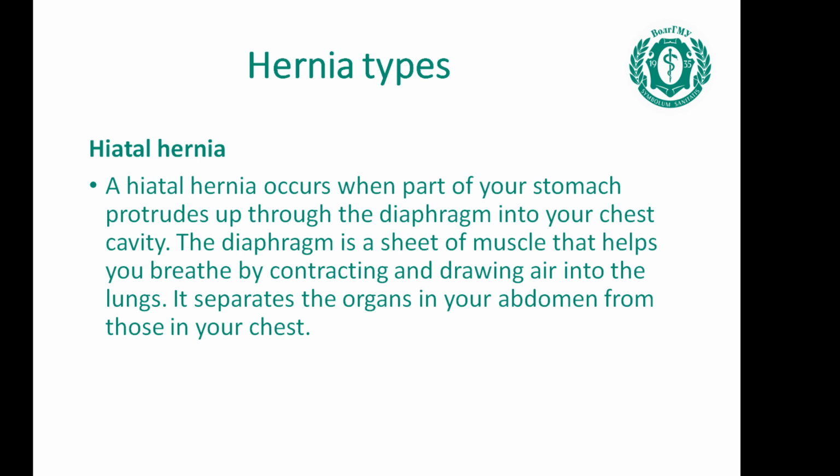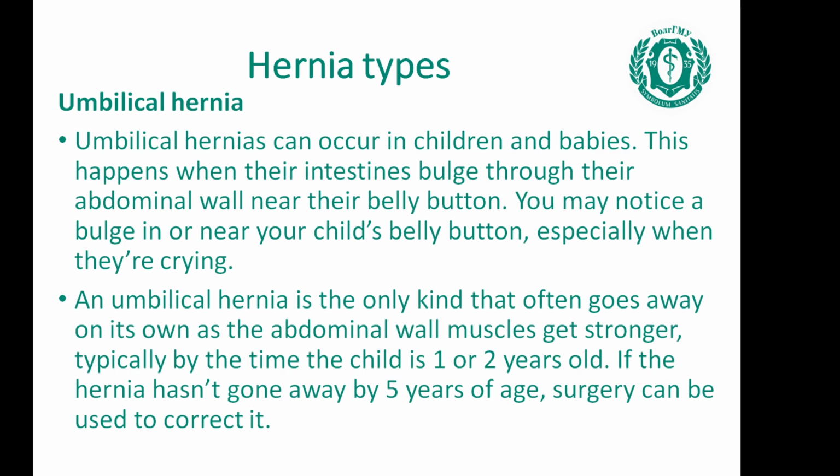Hiatal hernia. A hiatal hernia occurs when part of your stomach protrudes up through the diaphragm into your chest cavity. Not your, maybe, patients, I mean. The diaphragm is a sheet of muscle that helps a person to breathe by contracting and drawing air into the lungs. It separates the organs of the abdomen from the thoracic cavity.